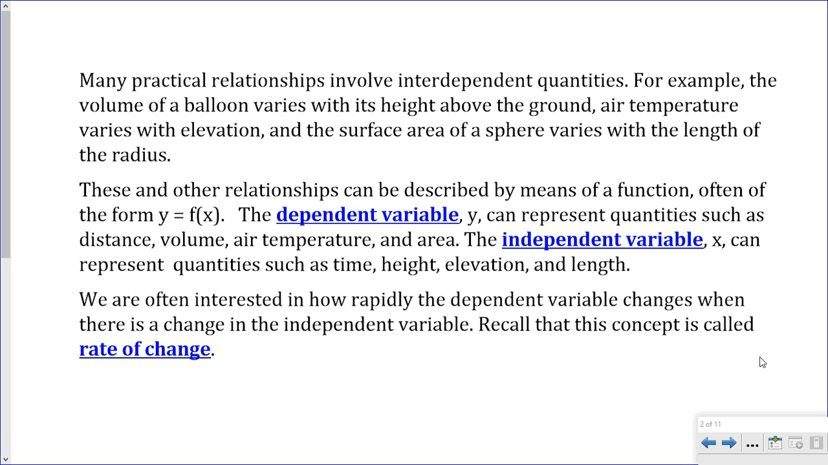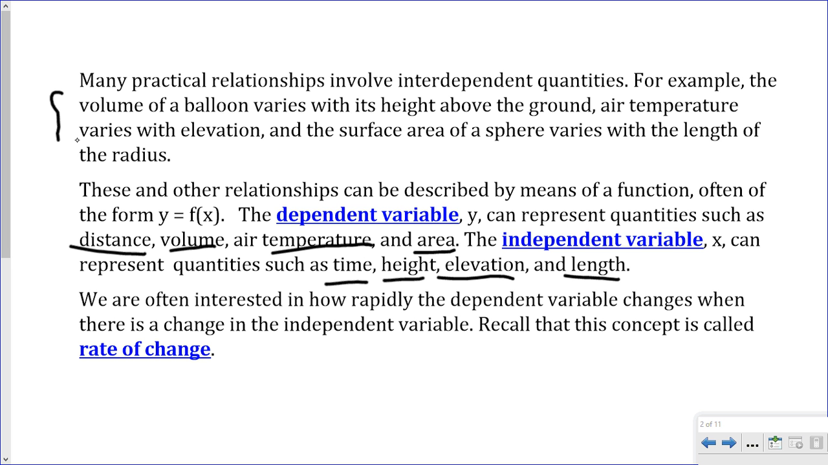And I sort of did a one-to-one correspondence here, so distance and time, right? Distance and time, and volume and height, and we'll talk about some of these specifically, air temperature and elevation. Okay, so as the elevation changes, the air temperature changes, and the air temperature depends on the elevation. Okay, area and length, for example. So we talk about some of these examples up here. The volume in a balloon varies with its height above the ground, and air temperature varies with elevation. Okay, we often talk about how rapidly the dependent variable changes when there's a change in the independent variable.